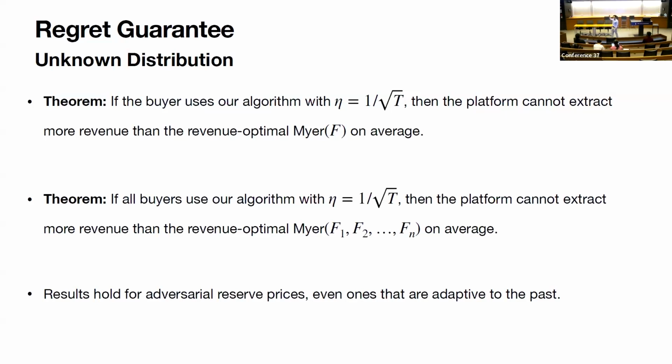Because the average revenue, no matter how you set the reserve price, when everyone is running this algorithm, the max revenue that you can achieve on average is simply this optimal single shot Myerson. The best thing you can do is just run the optimal mechanism at every time. There's no point in manipulating these algorithms, it can't be done. Once again, no matter how you select the reserve prices.